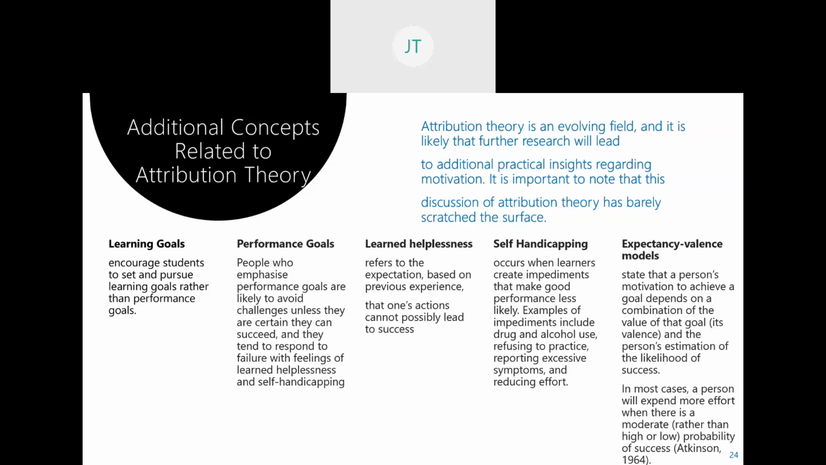And that is what Atkinson started from 1964, and his study is around the expectancy valence model, right? So what you achieve and how hard it is to achieve, or the probability of success in that aspect. And once you clear the moderate thing, it becomes easier for you, right?